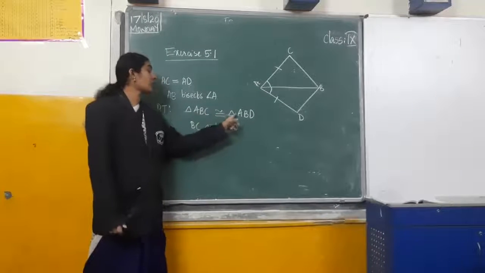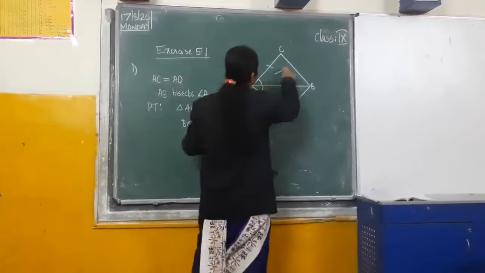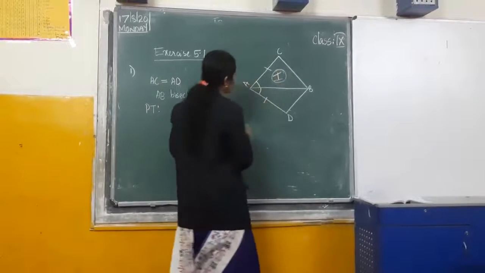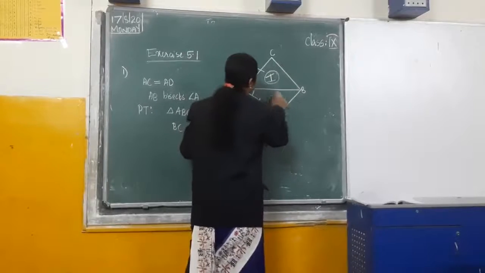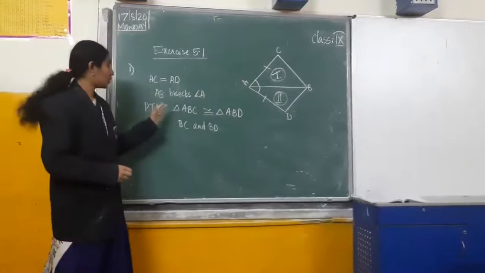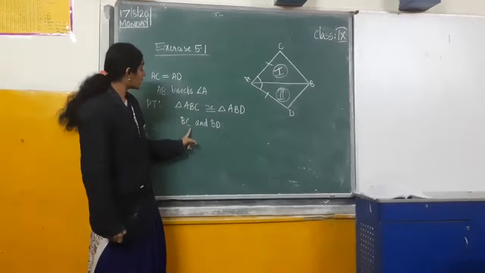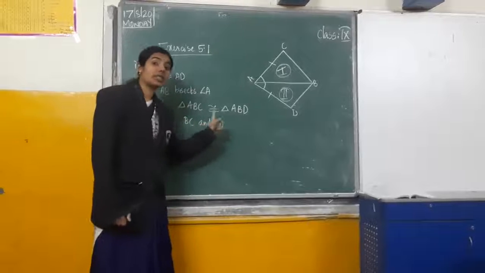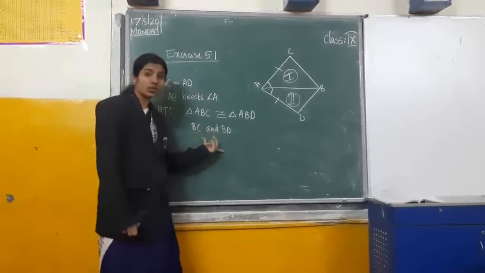Triangle ABC is congruent to triangle ABD. You can see in this figure two triangles are there. The first triangle is triangle ABC and the second triangle is triangle ABD. So two triangles, what do you want to prove? They are congruent. Next, what about BC and BD? That condition is satisfied for these two sides, you should say.